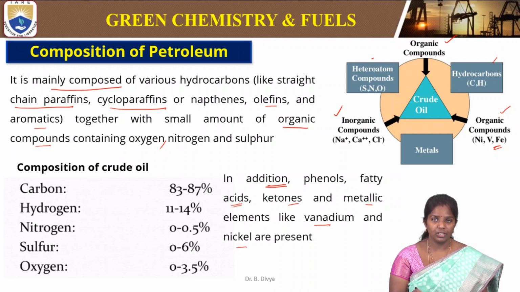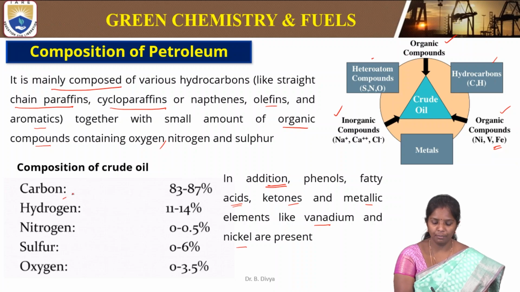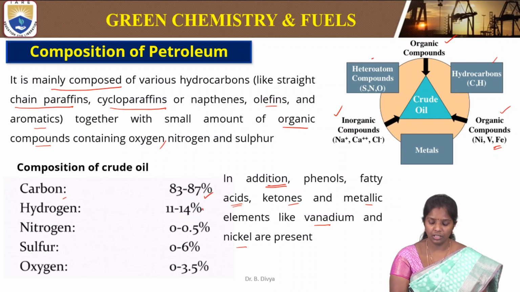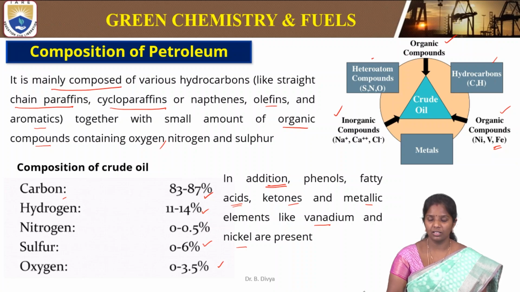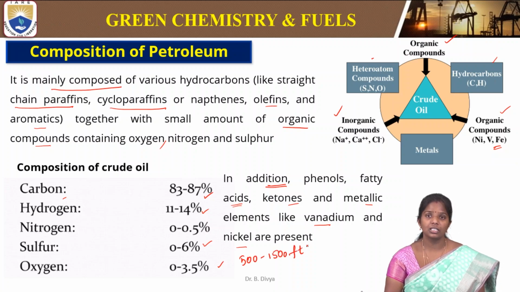So in general, what are the percentages present? Carbon is about 83 to 87%, and hydrogen is 11 to 14%. Nitrogen is 0 to 0.5%, which is very low. Sulfur is about 6%, and oxygen is 3.5%. Why is oxygen very low? Because it is very deep, 500 to 1500 feet, where the oxygen content is very low.